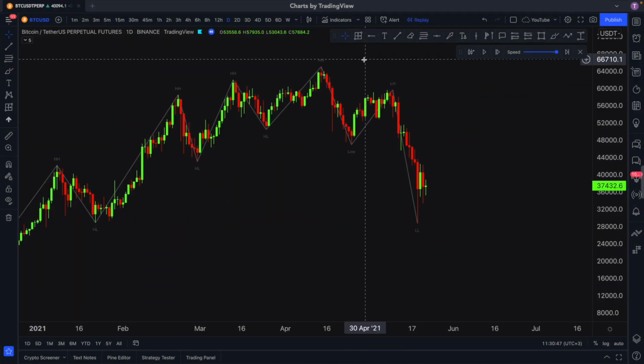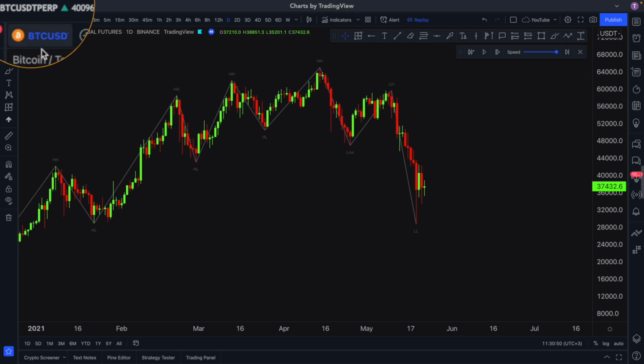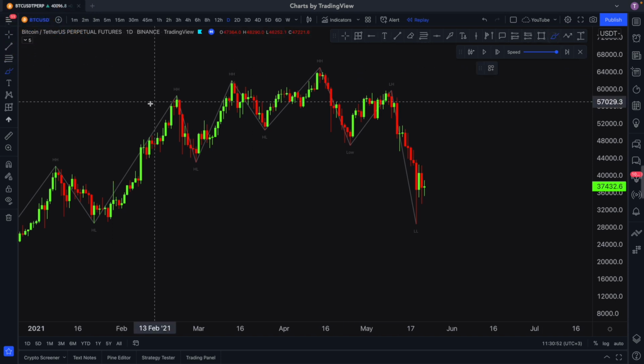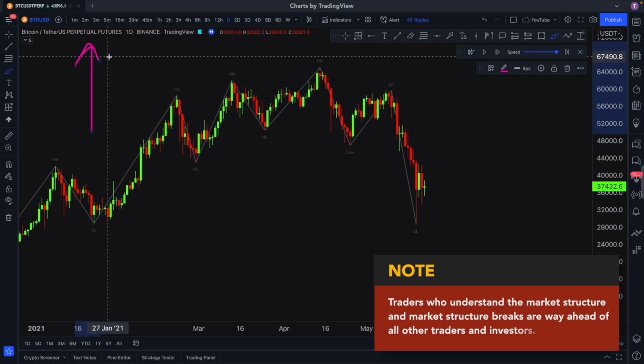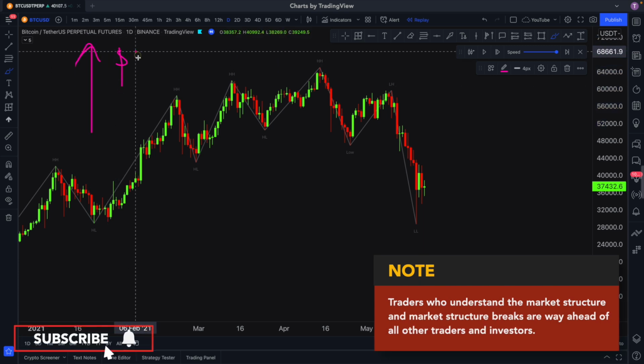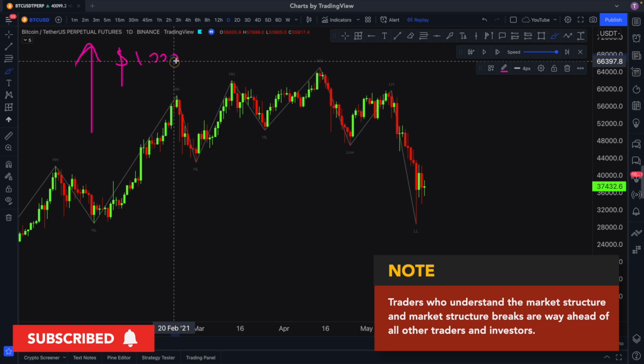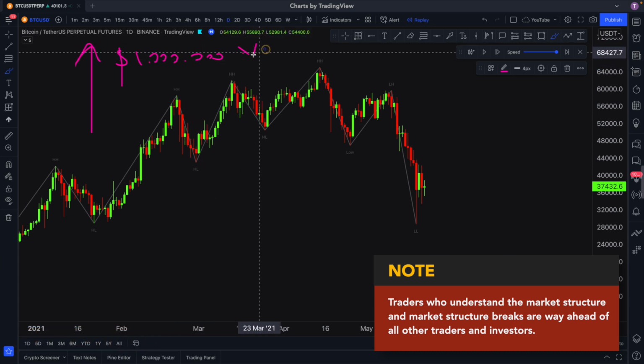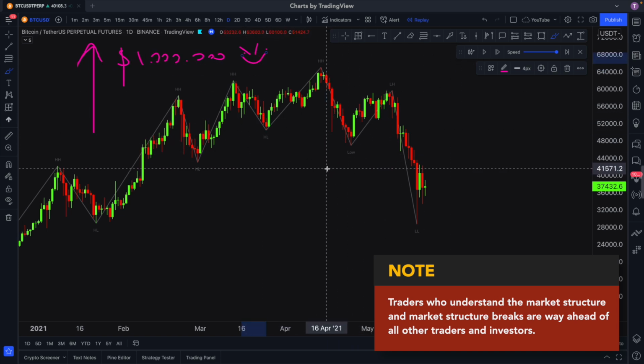Let's talk about Bitcoin. Remember those times when everybody said that Bitcoin was gonna be $500,000 or $1 million? However, if you need a market structure break and its importance, you would be taking profit or looking for a short selling here instead of buying it.